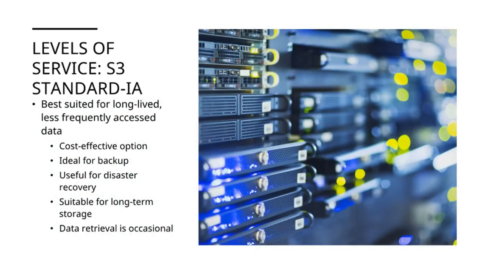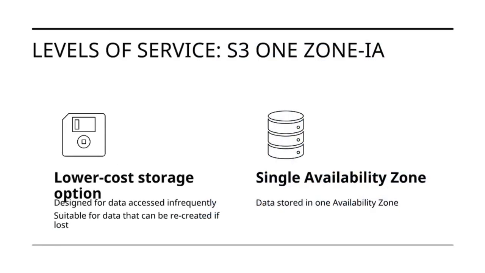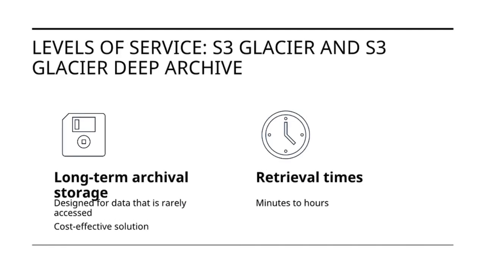S3 Standard IA is ideal for long-lived, infrequently accessed data. It's cost-effective for backup, disaster recovery, and long-term storage, with occasional data retrieval. S3 OneZone IA is a cost-effective storage option for infrequently accessed data that can be recreated if lost. It stores data in a single availability zone. S3 Glacier and S3 Glacier Deep Archive are designed for long-term archival storage. They provide a cost-effective solution for data that is rarely accessed, with retrieval times ranging from minutes to hours.